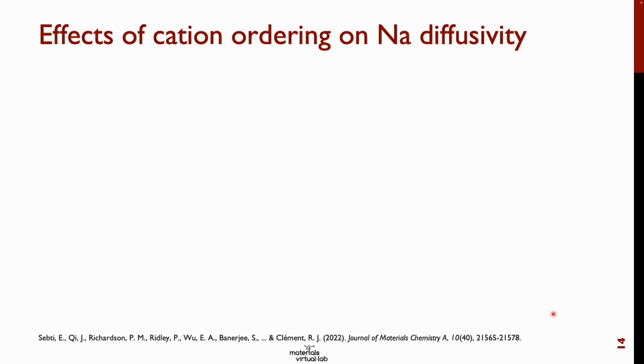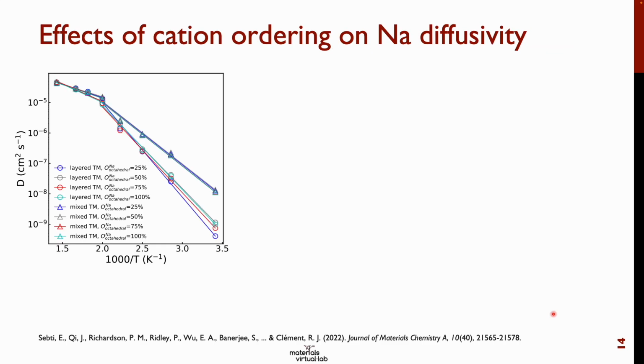So with this active learning moment tensor potential, we again study the sodium diffusion. And here is the Arrhenius plot we got. You can see that a very interesting trend is discovered: the layered transition metal structures, in circle labels, have very similar ionic activities at room temperature, and also similar activation energy. While for the mixed transition metal structures, those 4 samples also have comparable ionic activities, but they are much higher than the ionic activity of the layered transition metal structures.